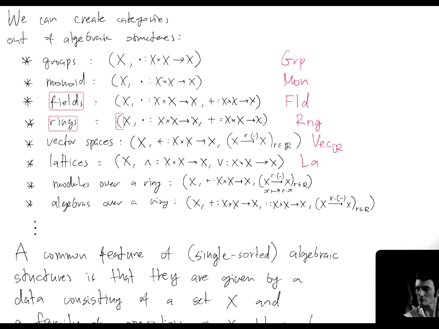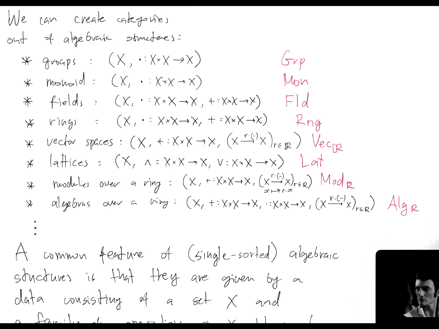Lattices would be LAT. Modules will be MOD, and then again, the ring over which we have the modules will be a subscript. And algebras over a ring will be ALG and R. So it happens that all the structures you specified here are very, very important and standard structures in mathematics, and so there is standard notation for the corresponding categories.